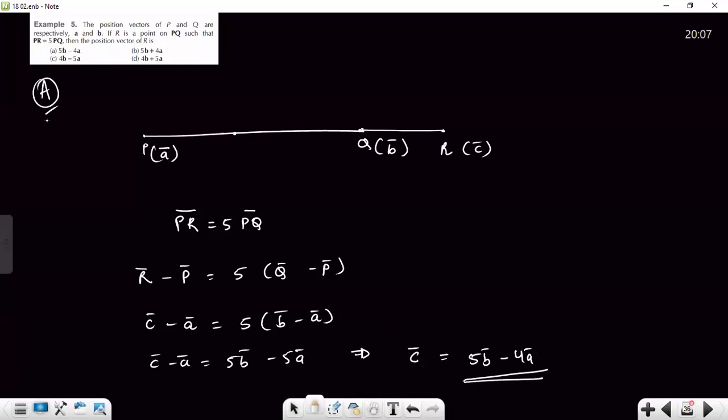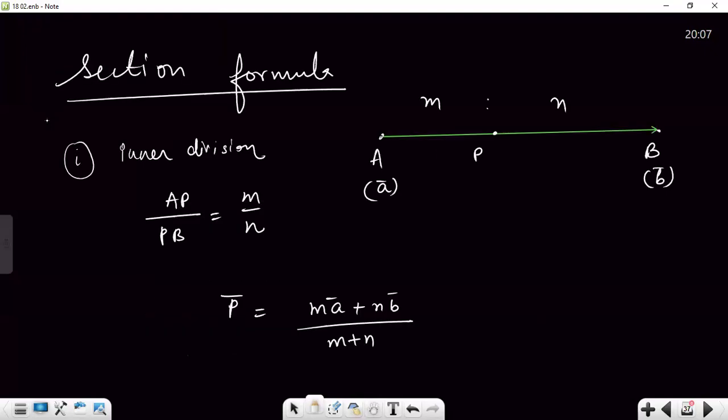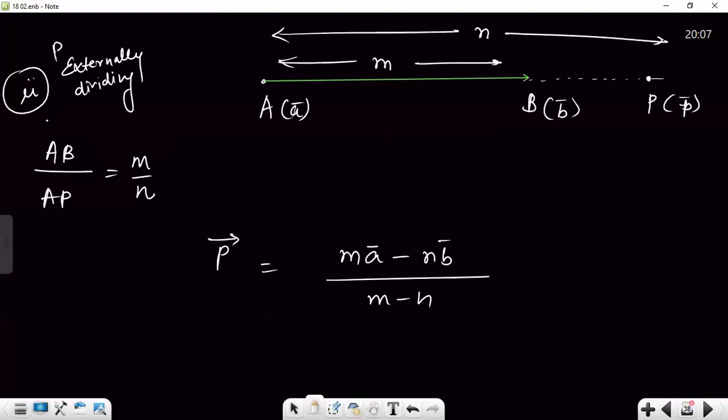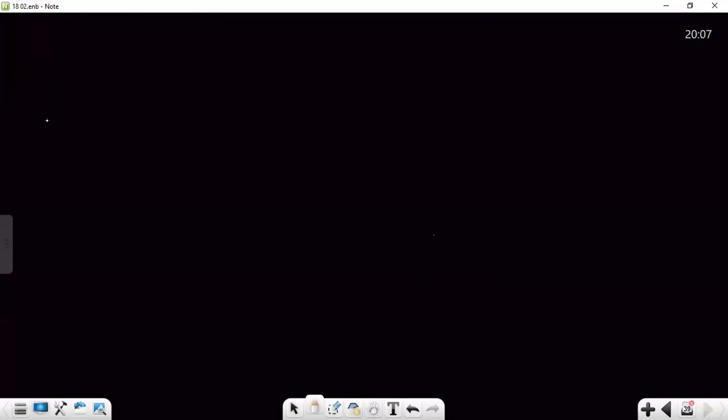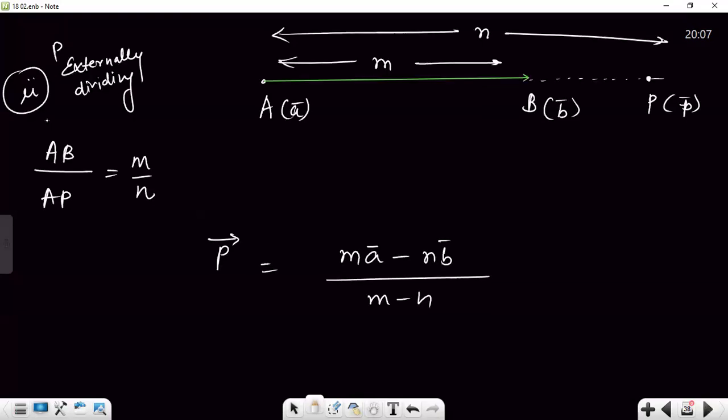Yes, sir. This is the section formula, inner division, external division. Any doubts in understanding these?